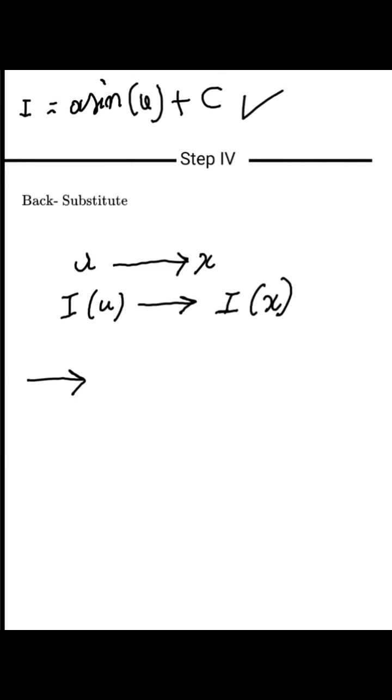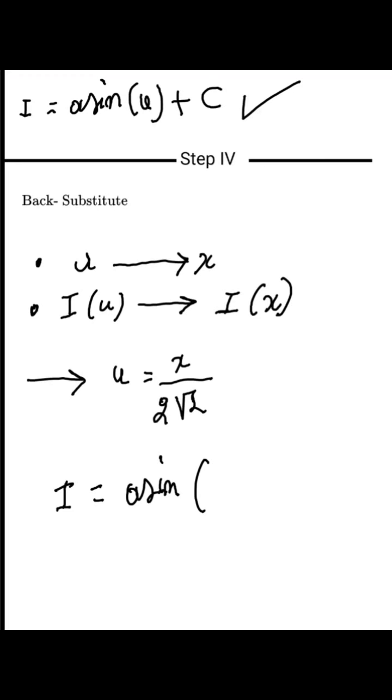One last step is to convert the integral I, which is now in terms of u, to convert its variable u to x, because we want the final answer to be I of x and not I of u. So we will be using the substitution u equal x over 2 root square 2, and that equation will allow us to make the back substitution directly. So I would become arc sine of x over 2 root square 2 plus the constant c.